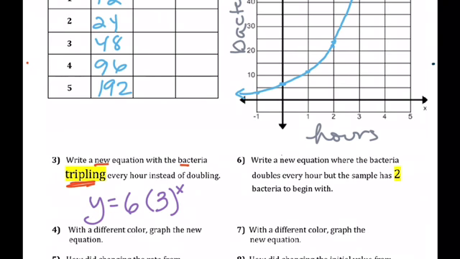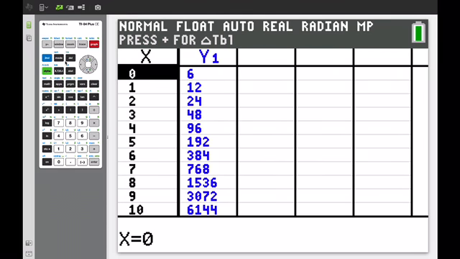But this time we're going to be filling in this column, and then we'll be graphing that over here with purple, so that we have two different graphs on the same graph. For the next problem, I'm at where it says number 3, write a new equation with a bacteria tripling instead of doubling. So instead of doubling from 6 to 12 to 24, I want it to triple. So I want it to go 6 to 18 to 54. So I'm going to change that.